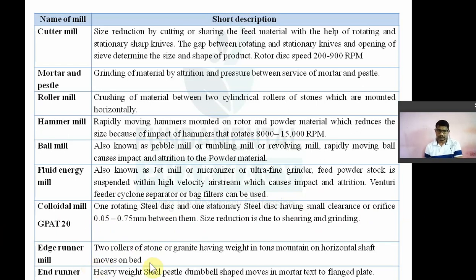Edge runner mill: two rollers of stones or granite having weight in tons, mounted on a horizontal shaft, and they move on a bed. That is the edge runner mill. End runner mill is with a similar weight steel plate. The only difference between end runner mill and edge runner mill is that in the edge runner mill both the rollers, which are mounted on a horizontal shaft, move.